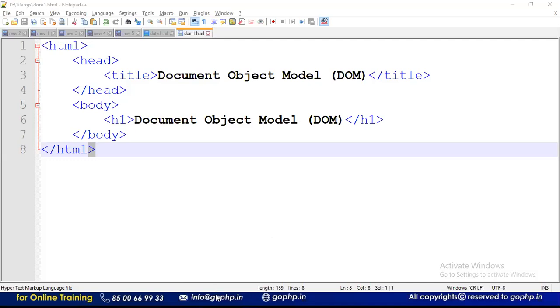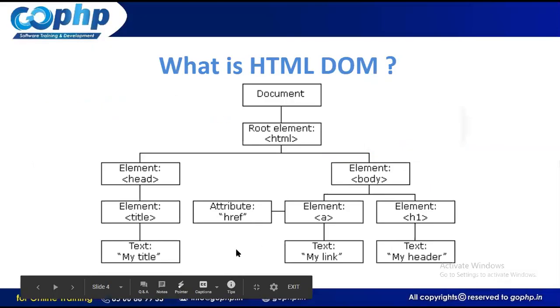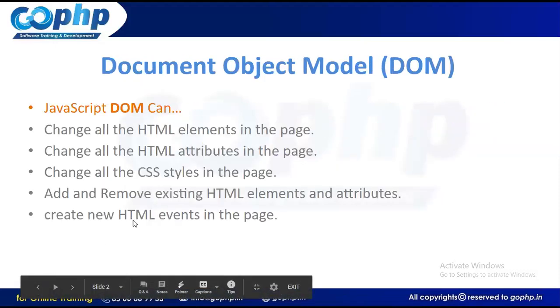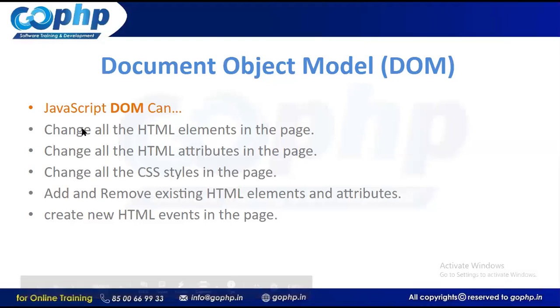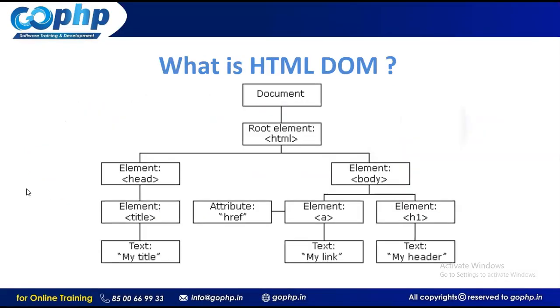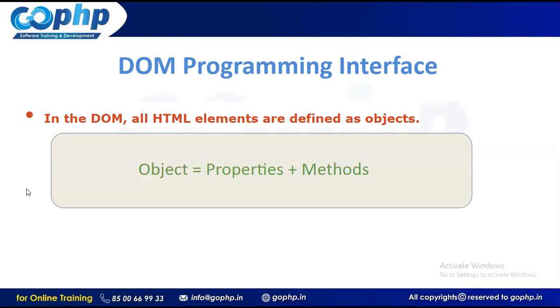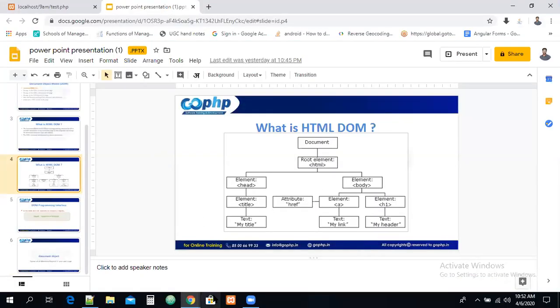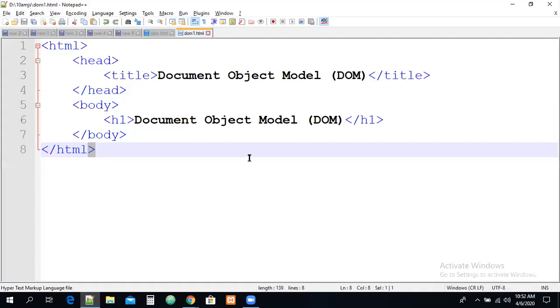So what is my slide saying here? Can you see the slide? What is the slide going to tell you? Just observe this, guys. Go to this slide: change all the HTML elements in the page and change all the HTML attributes. You already know what the attributes of an HTML element are, right? Let us see what the attributes of an HTML element are.